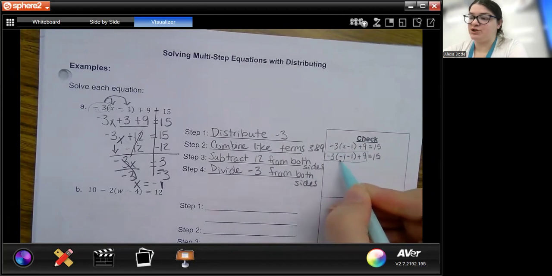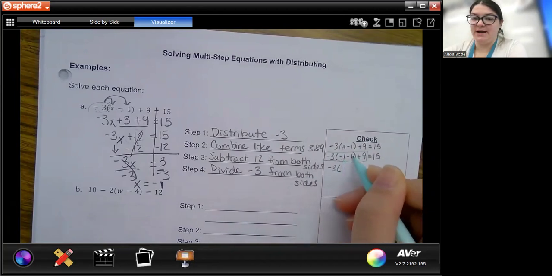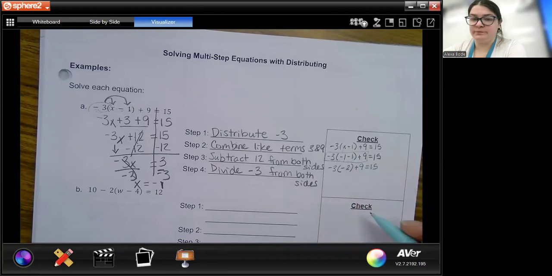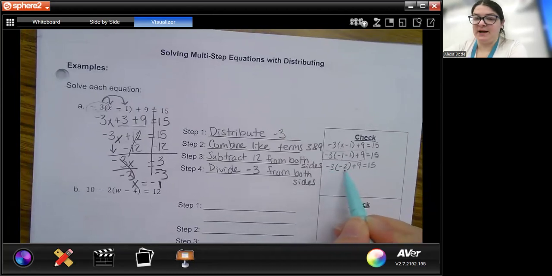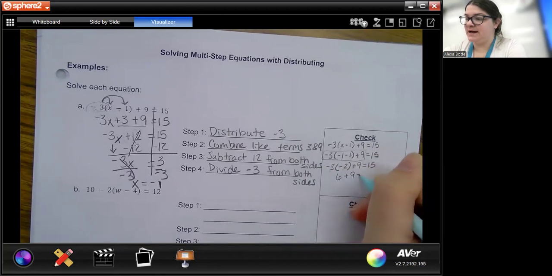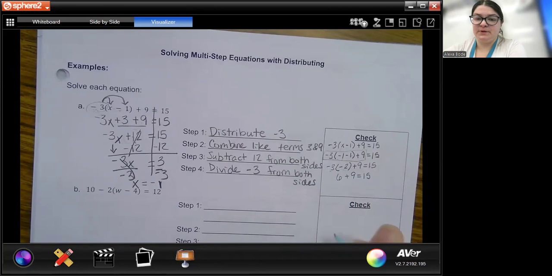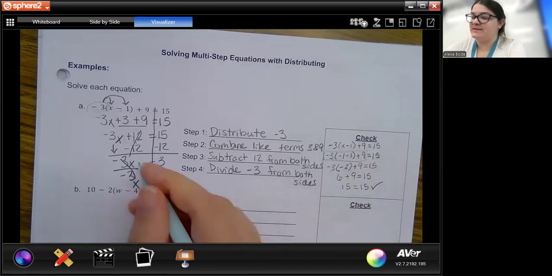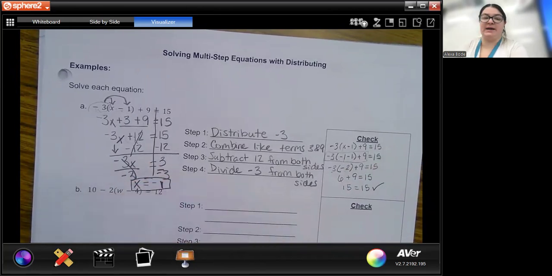So order of operations, PEMDAS tells me parentheses first. So -1 minus 1 is -2. Then multiply -3 times -2, and negative times a negative is a positive, and 3 times 2 is 6, so that's 6 plus 9 equals 15, and 6 plus 9 is 15, so 15 does in fact equal 15. This is my answer.